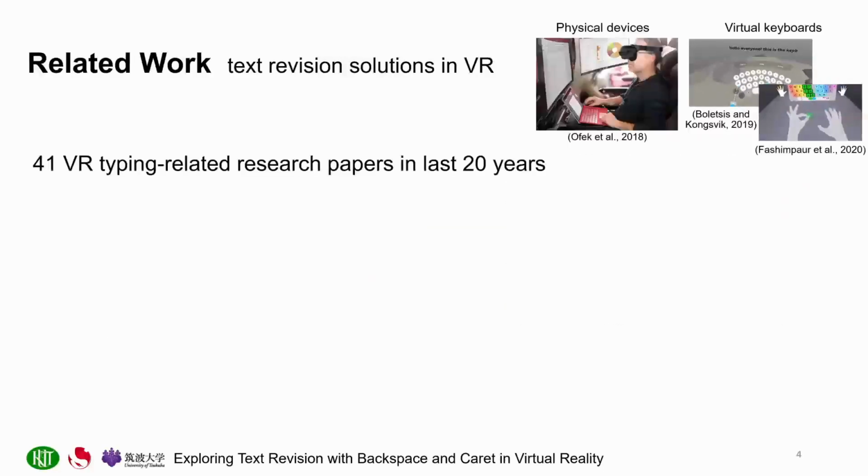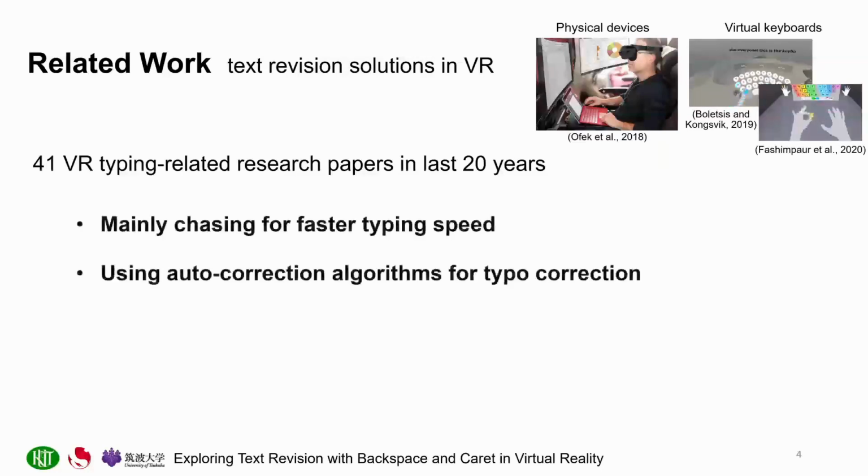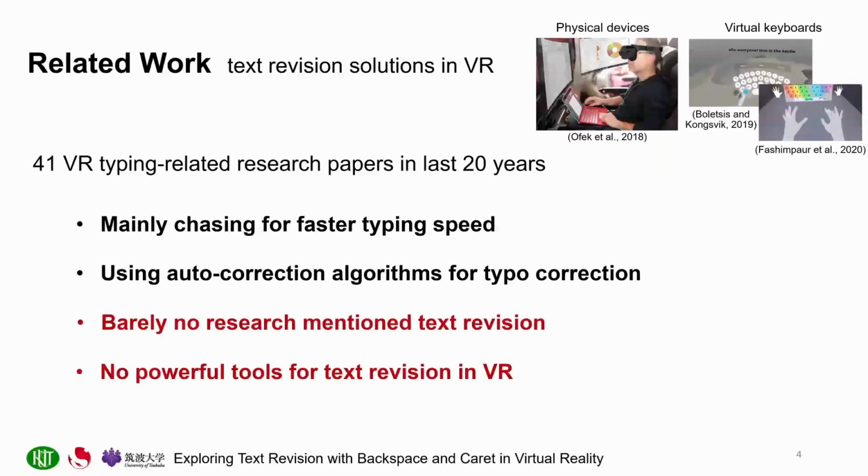To answer this question, we first did a thorough review of VR typing papers from the last 20 years. We found that researchers mainly put attention on boosting typing speed and accuracy in VR by proposing novel methods. Text revision, however, is seldom mentioned. Ironically, some solutions didn't include backspace and/or cursor control in their designs.